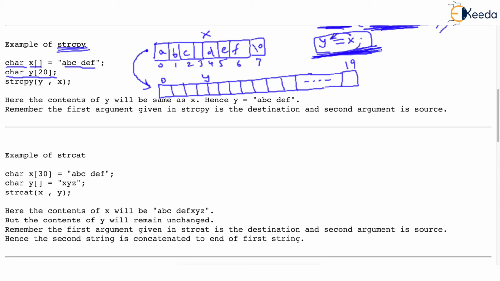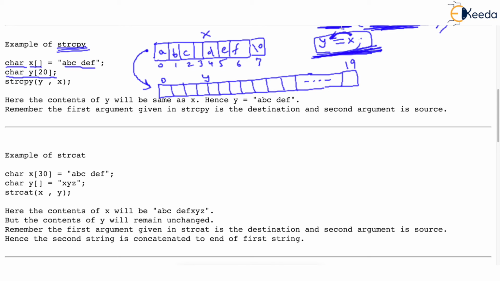Check the fundamentals. What is x? x is an array. And what does name of the array give us? Name of the array gives us base address of the array. What is y? y is also an array. And what does name of the array give us? Name of the array gives us base address of the array. So by writing y is equal to x here, you are saying base address represented by x should be stored in y.